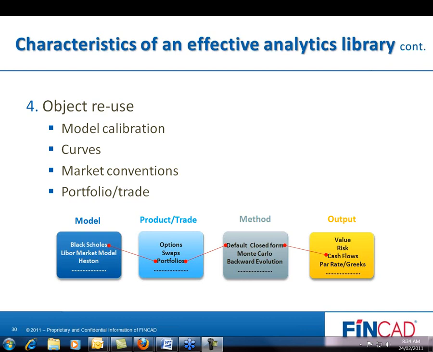Other classes that would benefit greatly from caching and reuse would be curves, market conventions, and portfolio definitions. For example, stress testing a portfolio would be accomplished by setting up the trade object once to represent the portfolio and revaluing it under several different scenarios, each of which would be represented by a different instance of a model.